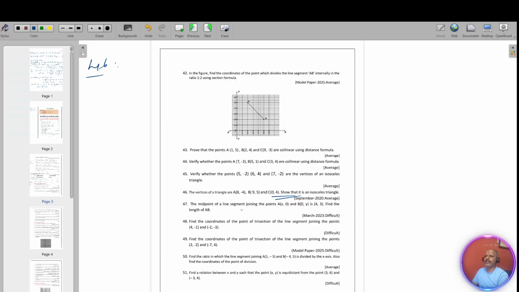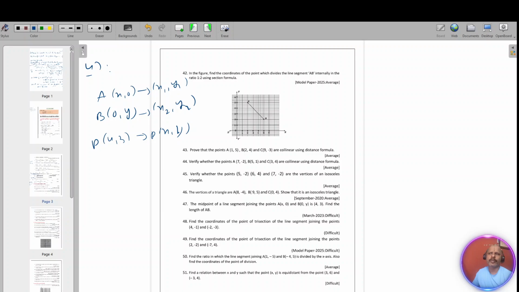Okay, the midpoint of a line segment, this and this joint is 4 comma 3. Find the length of AB. It is simple, a two marks question. You can solve yourself. So A is what? X comma 0. B is what? 0 comma y. We'll call it x1 comma y1 and x2 comma y2. You apply the midpoint formula here. So AB has midpoint P of 4 comma 3, we'll call it P of x comma y. By midpoint formula, what do you say?